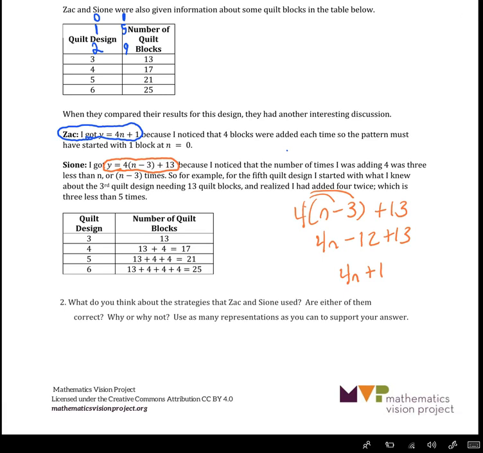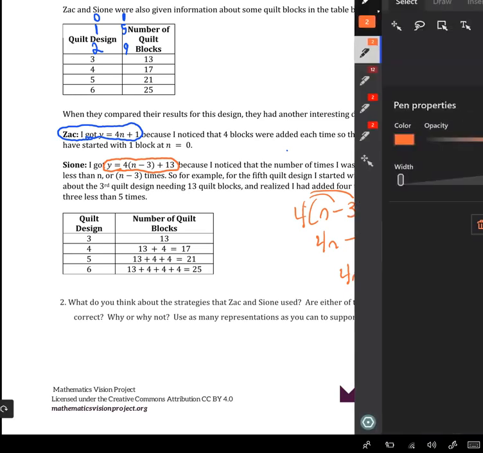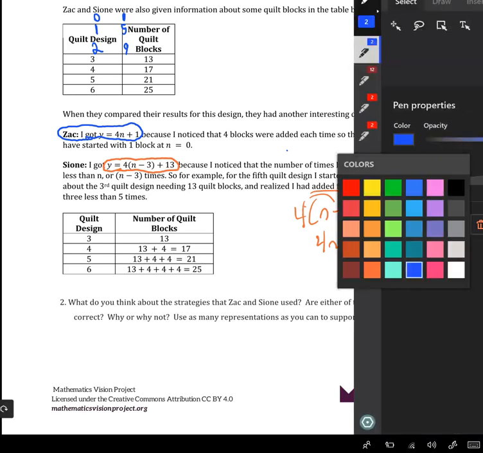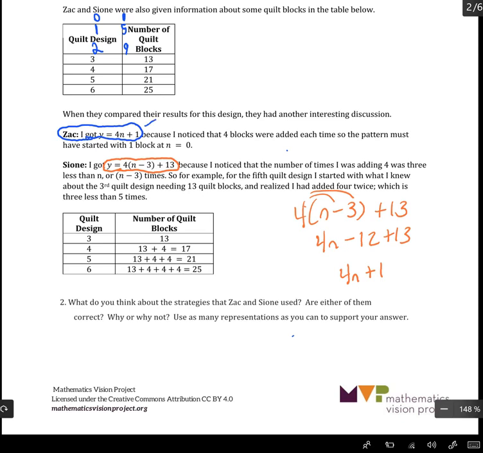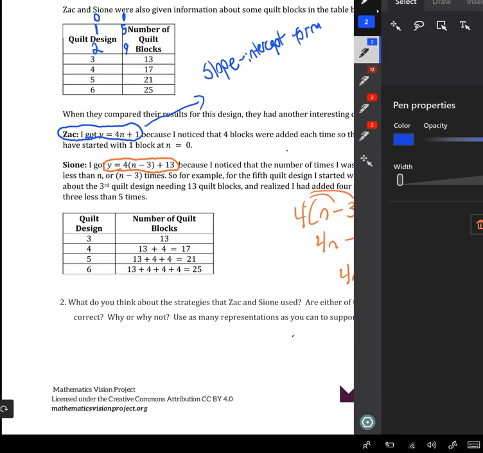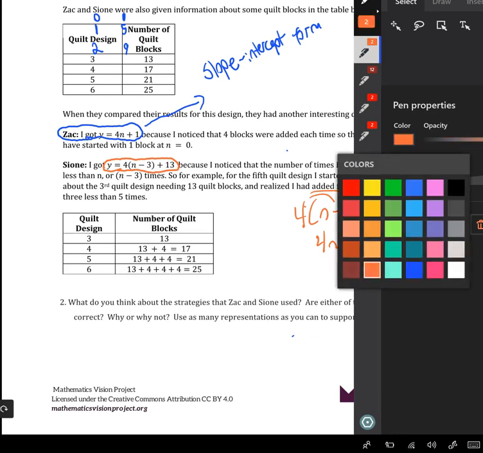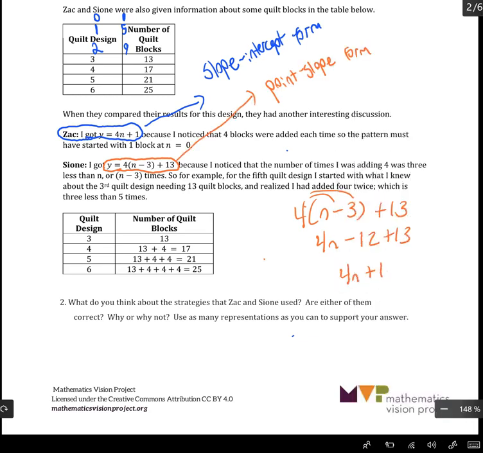So what we're going to notice is that the format that Zach is using every time is based off of the slope and what's called the y-intercept. That's called slope-intercept form. And it requires you to work backwards to figure out what the y-intercept would be in some cases. The form that Sion is using is called point-slope form. And so now we want to compare the two.